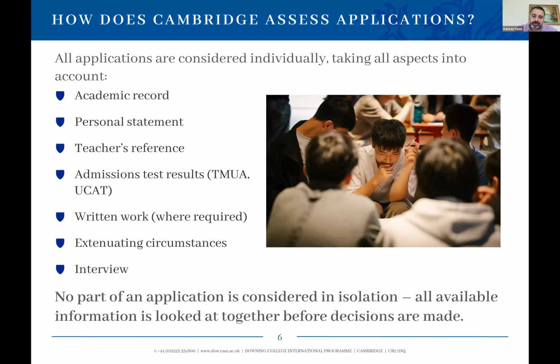Now, lastly, we look at how you've done at the interview. And here we're trying to see how applied you are in your understanding. And I'll be giving you some examples of this in the later slides. But in a nutshell, we look at all of this information together, and there is no kind of fixed recipe of how we go about selecting students. Every application is considered on a case-by-case basis, and we'll look at all of this information together in a holistic manner.